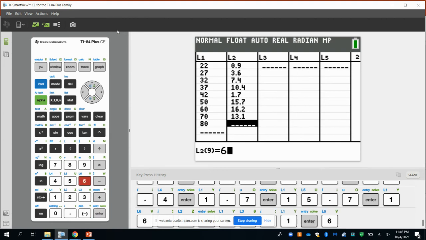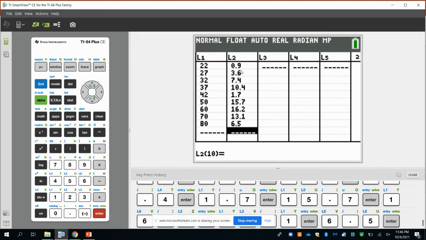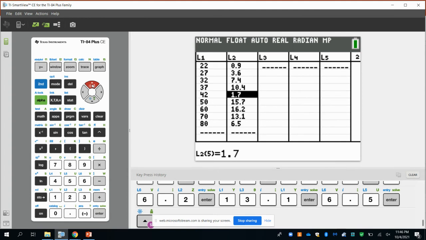the last one 6.5. Okay, let's double check the values to make sure all the data is entered accurately. 0.9, 3.6, 7.4, 10.4, oh, it should be 12.7. See, this one I got wrong, I'm sorry. 12.7. Okay, and then 15.7, 16.2, 13.1, 6.5. All right, so now all the data is entered correctly. Okay, and then I'm going to do the scatter plot.